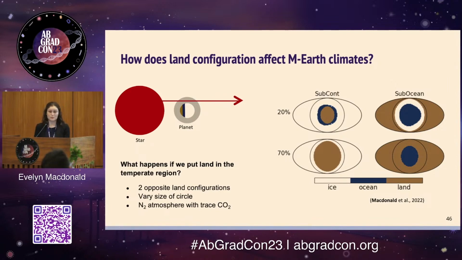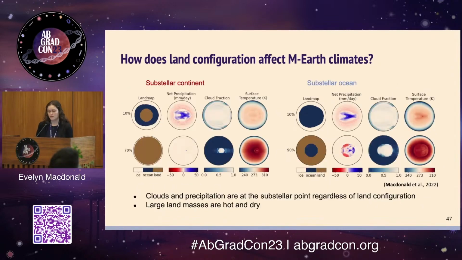So now what happens to the climate when we run the climate model with these? There's a lot going on here, so let's just take it slowly. On the left here, we have substellar continent models with different land fractions. This first column is the land map, just looking straight down at the center of the day side with the night side not shown. And the second column shows the precipitation and evaporation. So red is evaporation, blue is precipitation.